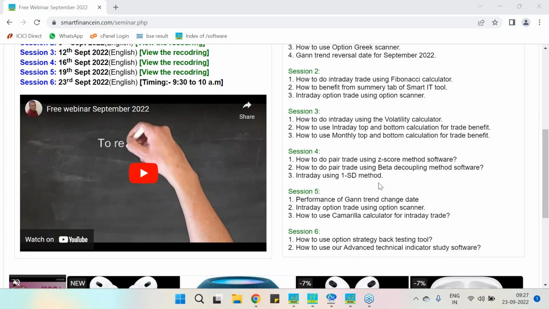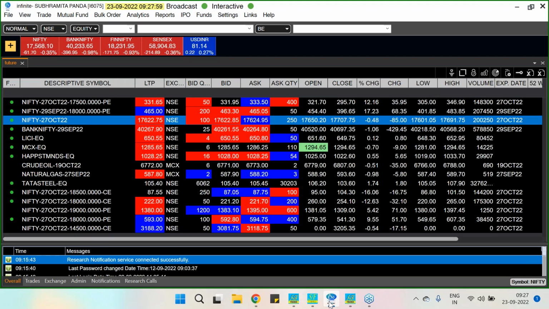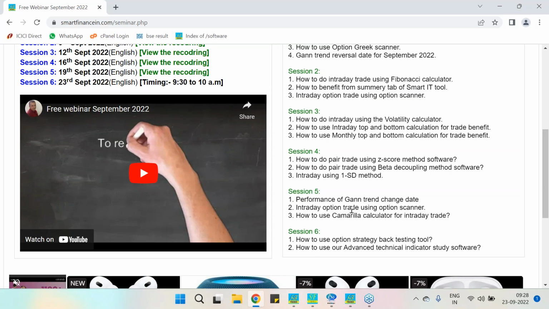Then in the fourth session, we discussed pair trading using the Z score and beta decoupling. I showed many trade outcomes there. And in the last session, I took the Gantt trend change date and how it has performed.